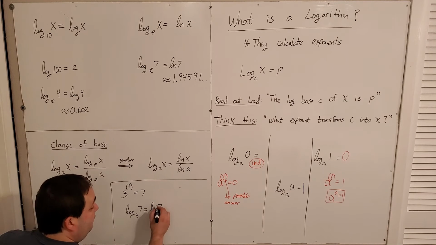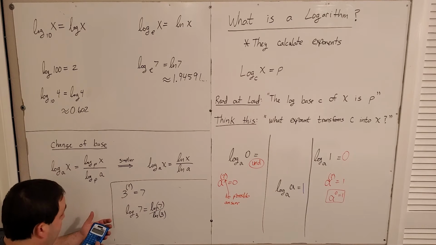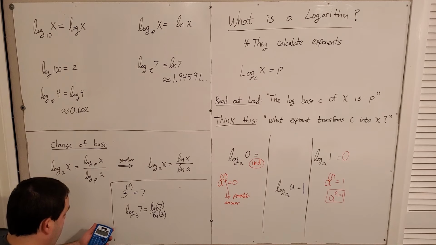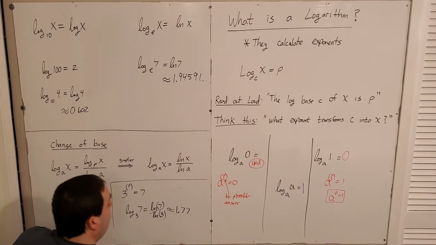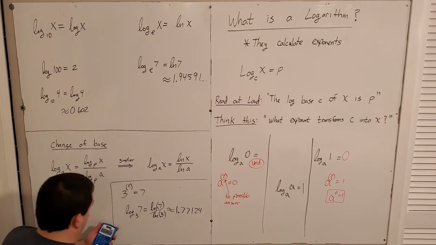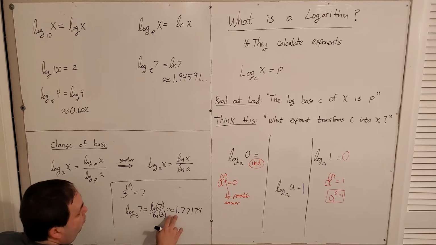In the calculator, if you do it all at once, it's going to put parentheses around each argument. So ln of 7, parentheses, divide by ln 3, parentheses, and I get 1.77124. That's good enough.